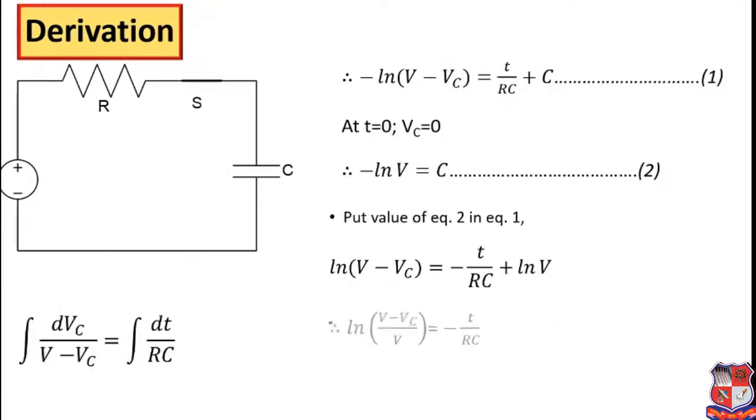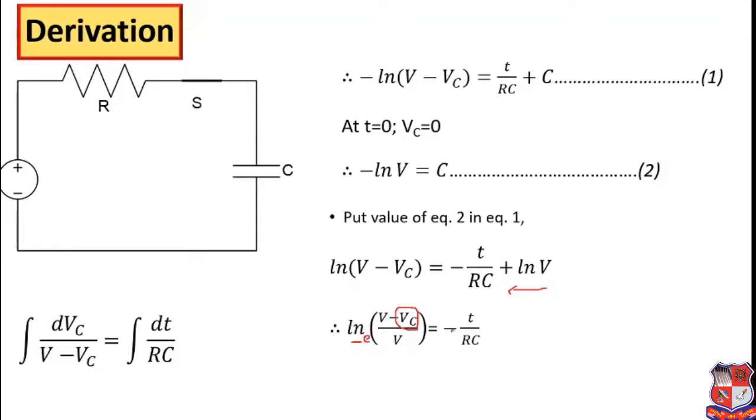Now we'll continue further and we find that ln V is taken on the left hand side, and when we take this ln V on the left hand side, it comes to the denominator, because it is the property of logarithm where the difference of two logarithm terms is nothing but the ratio of the terms. So from here you can find the value of capacitor voltage by taking this natural log on the right hand side, because this is having base e.